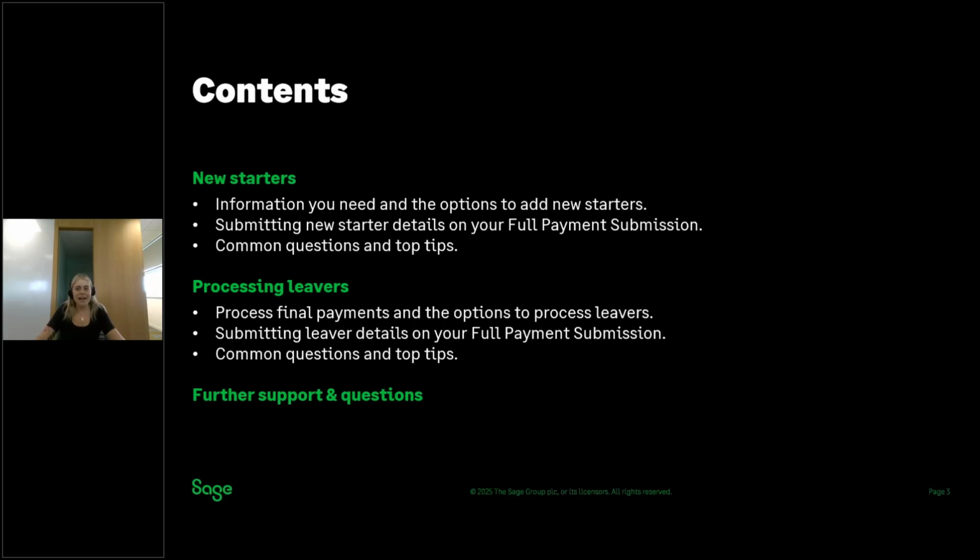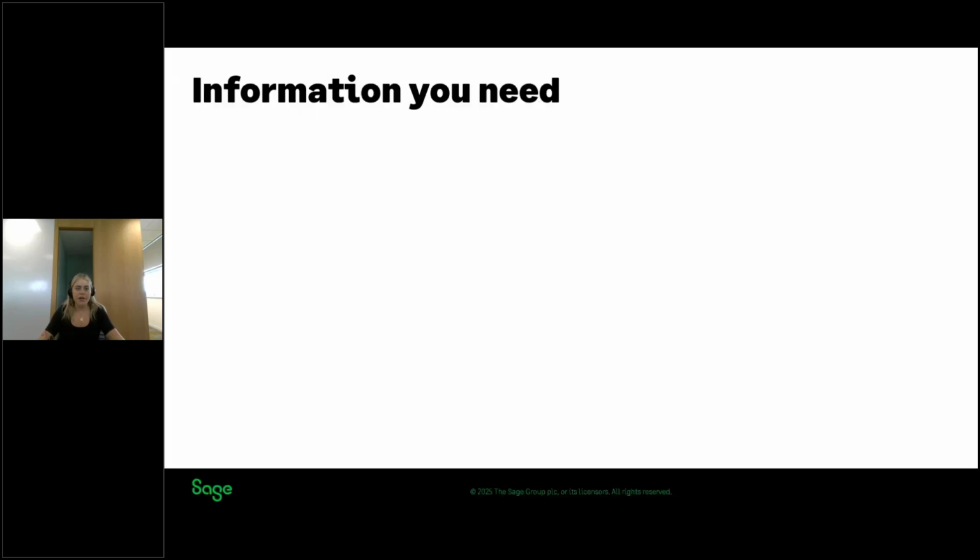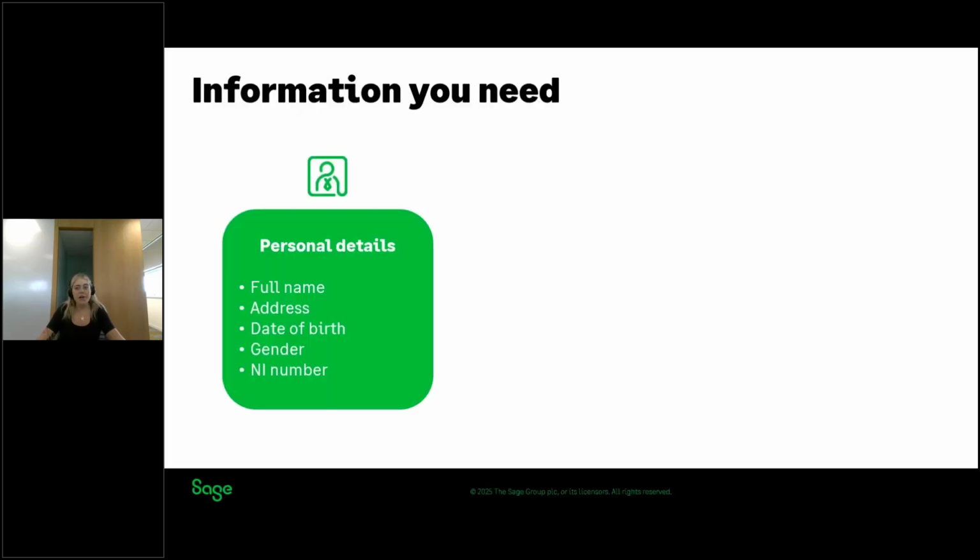So let's get into it for starters. The information that you will need for new starters. So you will need personal details. They're going to be really important as that's what's going to be matched to HMRC's records. So things like full name, address, date of birth, gender, national insurance number.